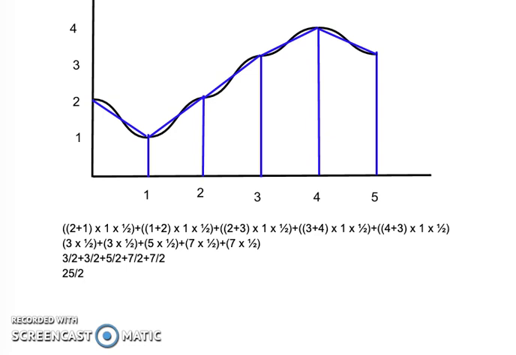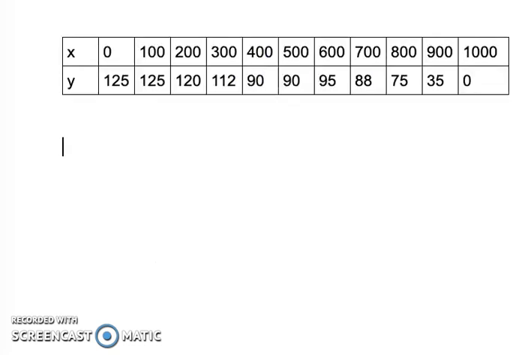Now let's do a second example, this time using a table. Here we're going to break it up into 5 equal subintervals. So we're going to draw it out on our graph. We have 0 to 200, 200 to 400, 400 to 600, 600 to 800, and then 800 to 1000. Now let's start with our first interval, which is going to be 0 to 200.